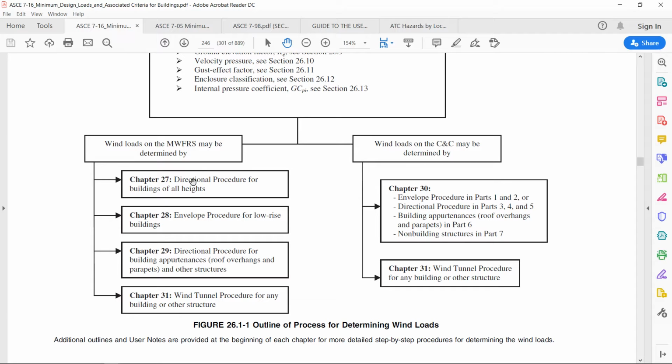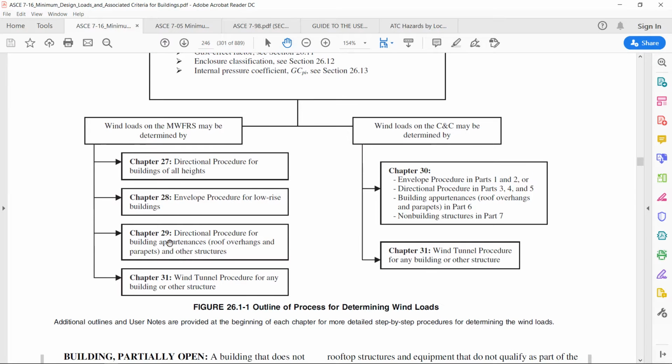In chapter 28, the envelope procedure for low-rise buildings is defined. This is the simplified method. Before it was called, up to ASCE 7-05, the simplified procedure. Now it is named the envelope procedure for low-rise buildings.